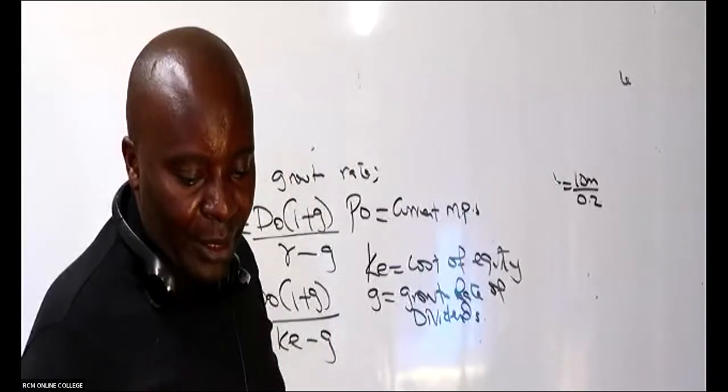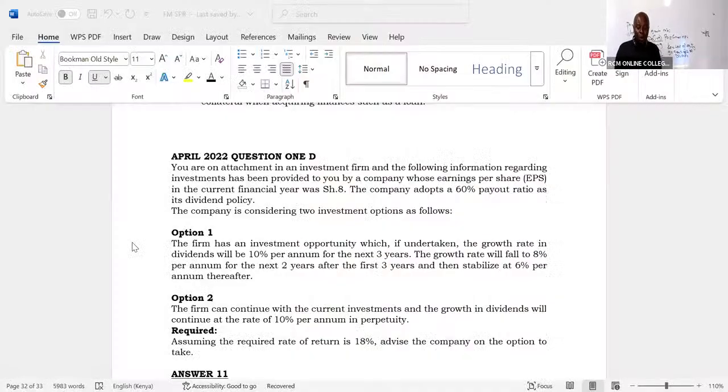Then I would want us, ladies and gentlemen, to look at April 2022, question number 1, DOG. You are on attachment in an investment firm, and the following information regarding investments has been provided to you by a company whose earnings per share in the current financial year was 8. The EPS was 8. The company adopts a 60% payout ratio as its dividend policy. The company is considering 2 investment options as follows.